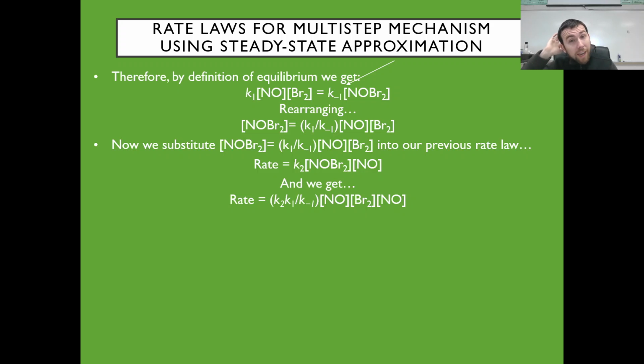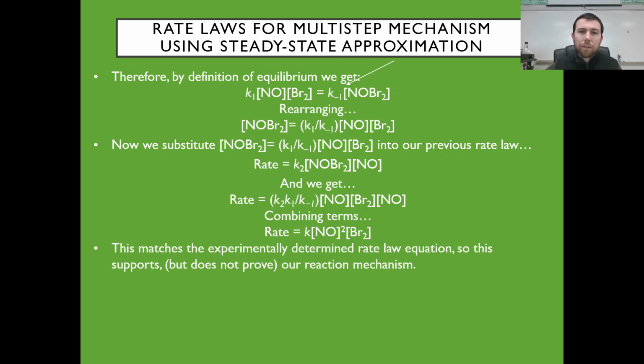Now again, remember these k values are not all the same, but when you multiply and divide constants by each other, you're still left with a constant, right? And so ultimately we can simplify all of our k terms to simply a k. So we combine everything and we get that the rate equals k times the concentration of NO squared times the concentration of Br2. So we're showing with our theoretical rate law that the rate is second order with respect to NO and first order with respect to Br2. This now matches our experimentally determined rate law.